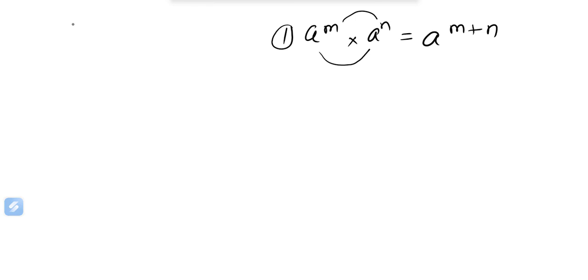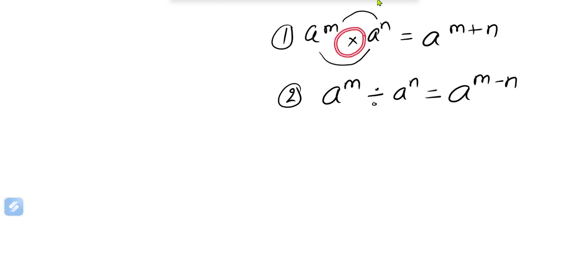So here, if we have a^m times a^n, then this is simply a^(m+n). So this is the first. If two bases are the same, then we can add their exponents. The second is if a^m is divided by a^n, then we have a^(m-n). So when there is multiplication, we add them, but when there is division, we subtract them.